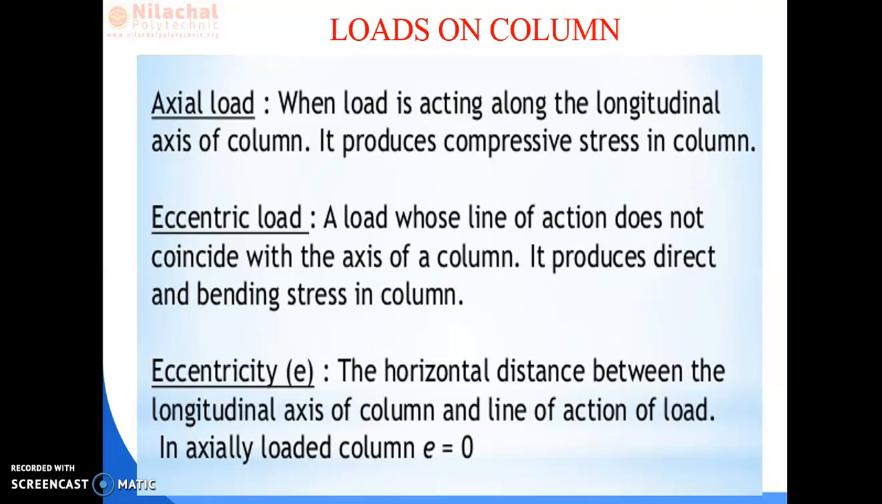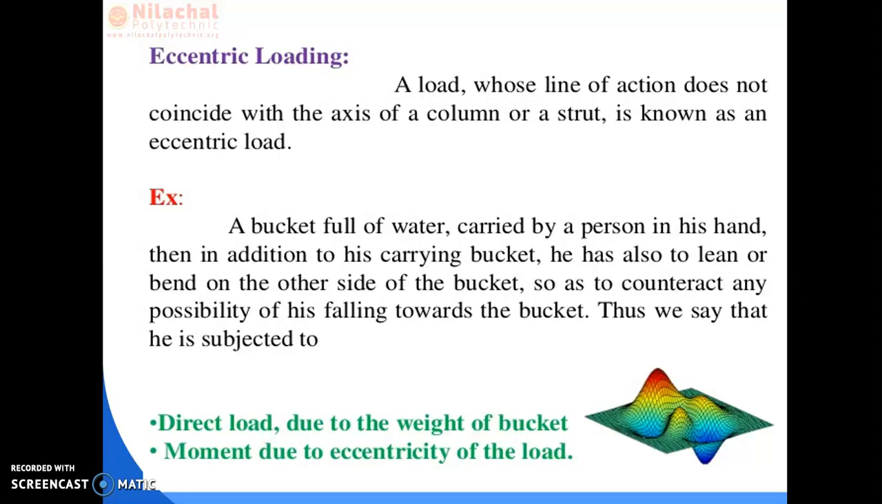Eccentricity. What does eccentricity mean? It is the horizontal distance between the longitudinal axis of the column and the line of action of the load in an axially loaded column. Due to the eccentricity, bending stress will be caused in a column.